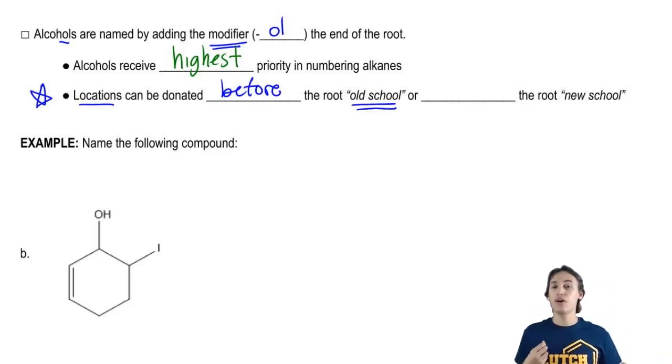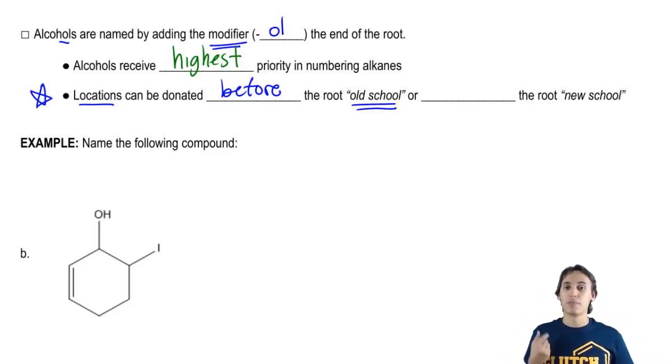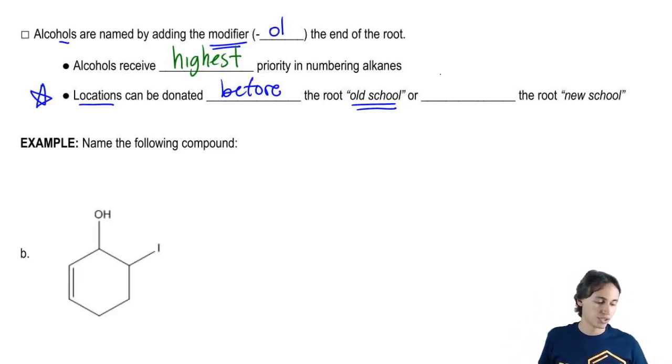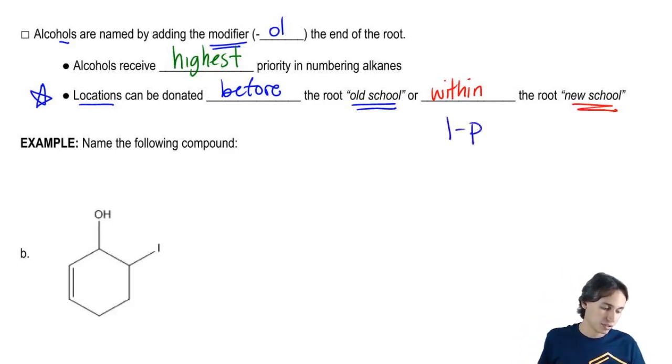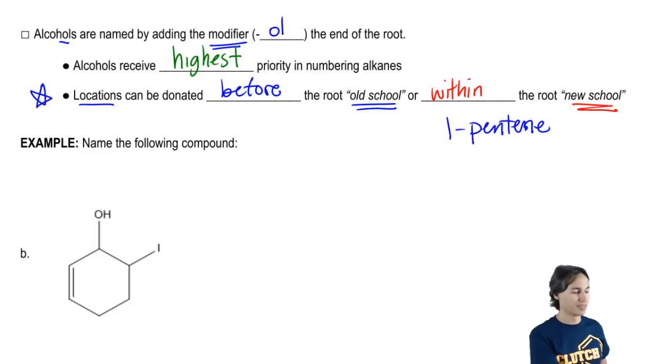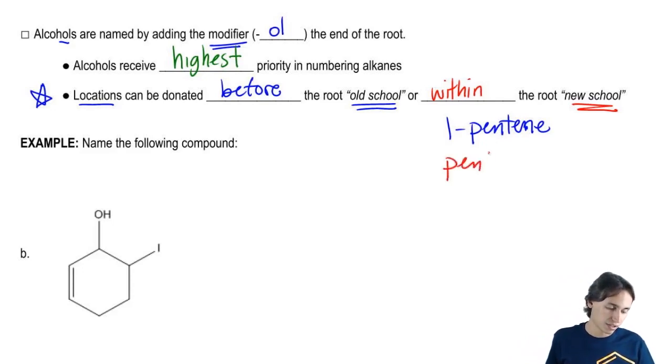But if you have more than one modifier present, then many times it's going to be more advantageous to use it within the root, okay? If it's within the root, that's what we call new school. So I want to show you an example of what that looks like. So 1-pentene. This would be the old school method. The new school method would be, and by the way, new school and old school isn't really a scientific term. It just has to do with, as names start getting more complicated, there started to become more of a need to use it within. And it's pent-1-ene.